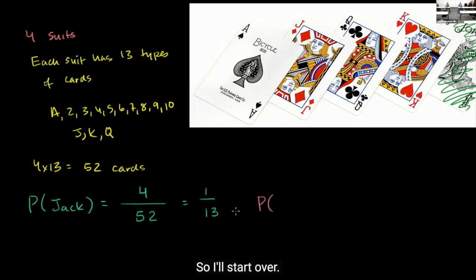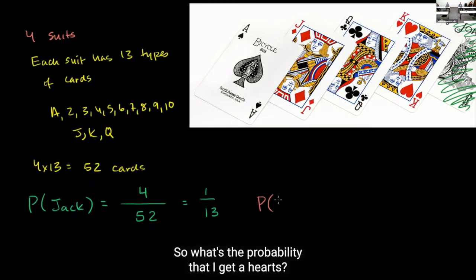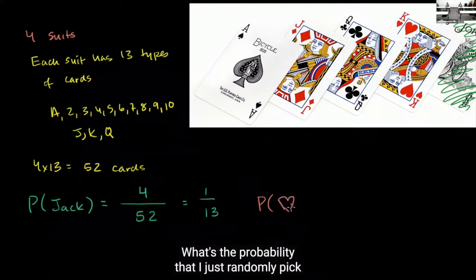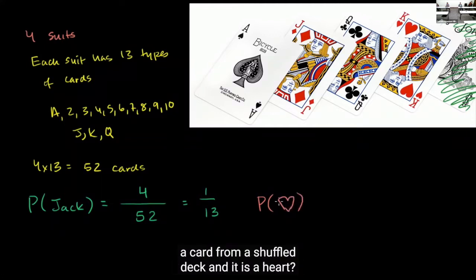Now let's think about another probability. So we're going to start over. I'm going to put that jack back in. I'm going to reshuffle the deck. So once again, I still have 52 cards. So what's the probability that I get a heart? What's the probability that I just randomly pick a card from a shuffled deck and it is a heart? The suit is a heart.